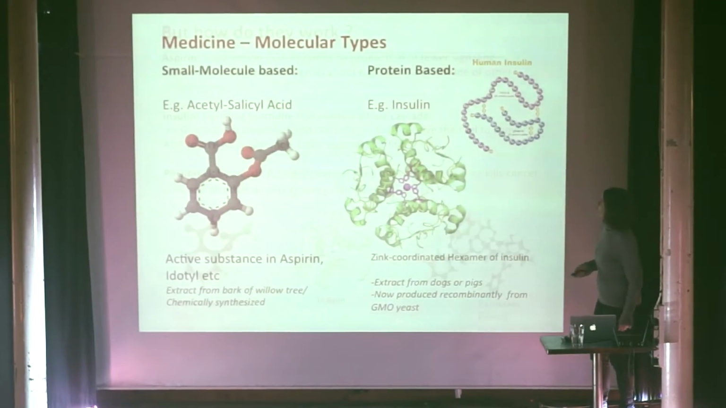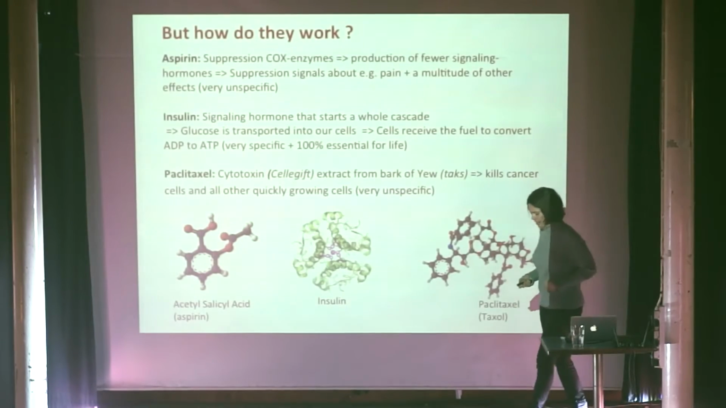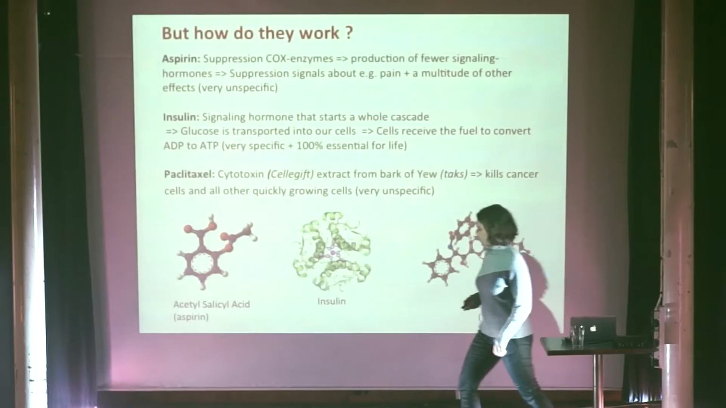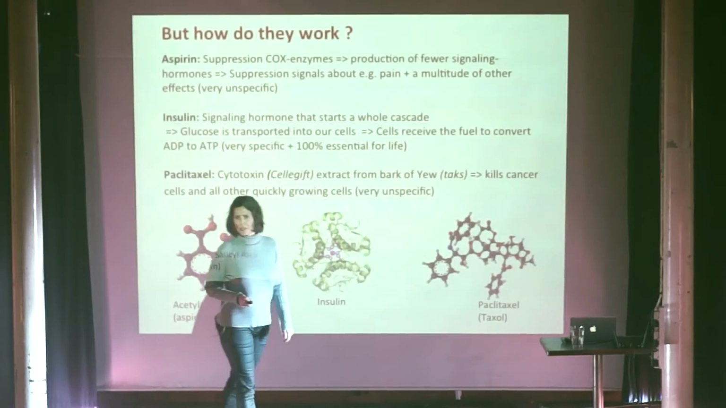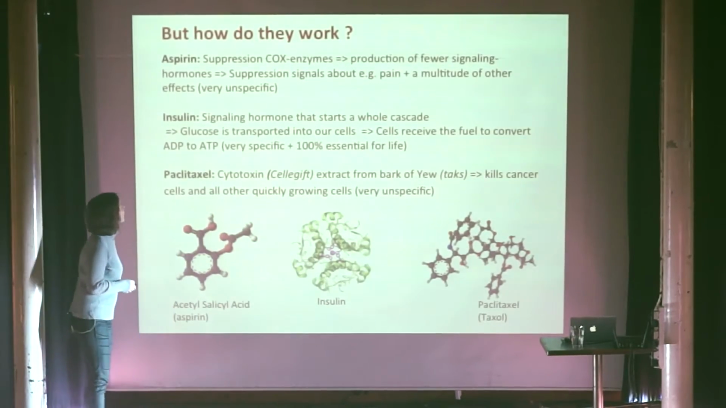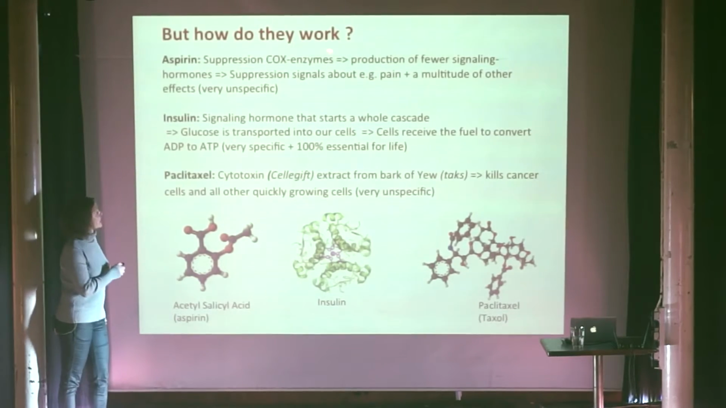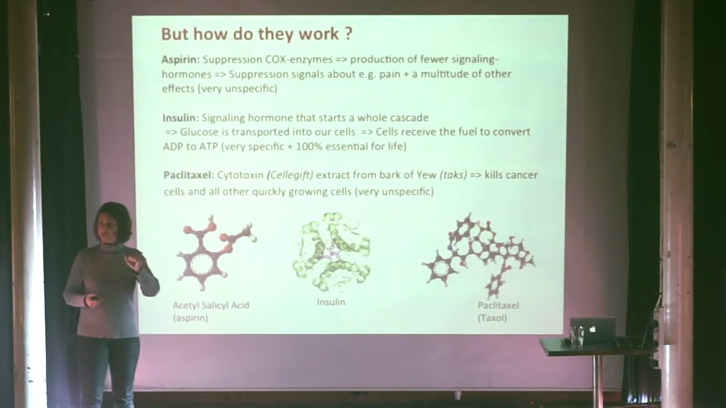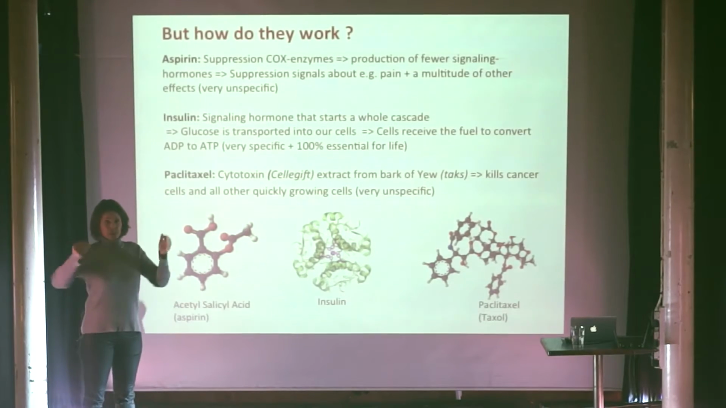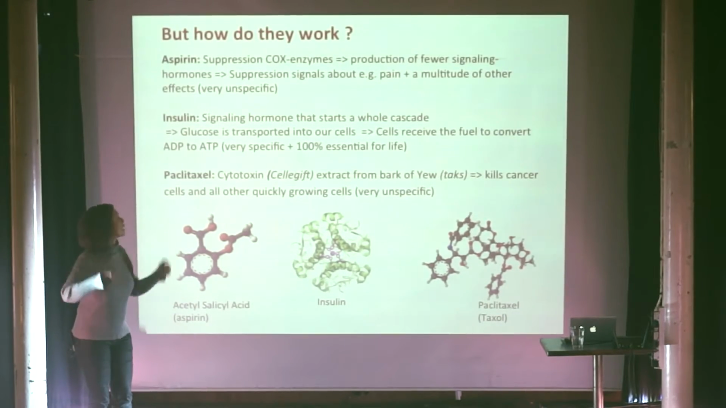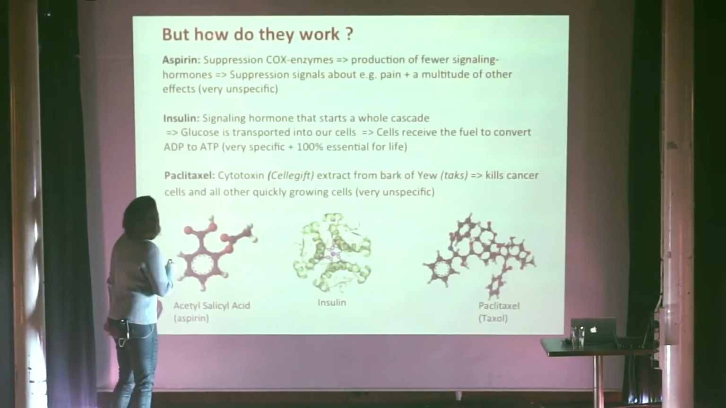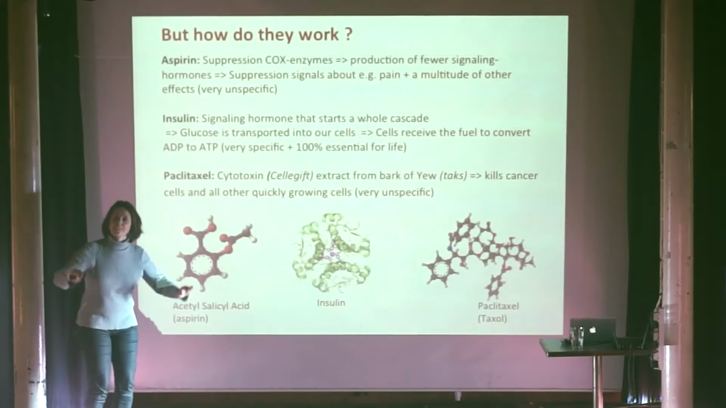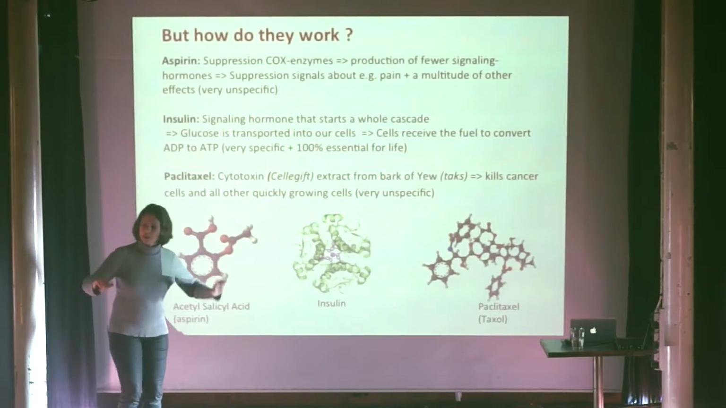So, but how do these molecules actually work, really? And this is what I'll try to explain here. So the small molecule drug that I started with, aspirin, it's a molecule that suppresses some enzymes, and the enzymes are really the molecular factories in our bodies. So enzymes are proteins that we have in our body, and they produce other little molecules. And if you take some aspirin, then this will suppress these COX enzymes. So they will stop producing so many molecules.